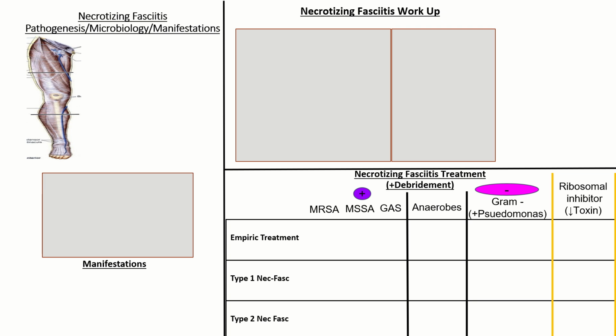But going through necrotizing fasciitis, pathogenesis, microbiology, there's basically in the literature two different types of necrotizing fasciitis. The first type, we'll say, is going to be type 1. So type 1 necrotizing fasciitis. In this one, this is going to be a polymicrobial infection, okay? So type 1 is polymicrobial. So you can have gram-positives, gram-negatives, as well as anaerobes present in these infections.